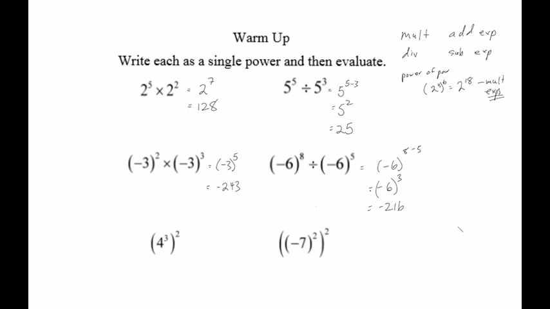4 cubed raised to the second, what we're going to have is 4 raised to the, well, 3 times 2, which ends up being 4 raised to the 6, which is 4,096. Try the next one on your own.